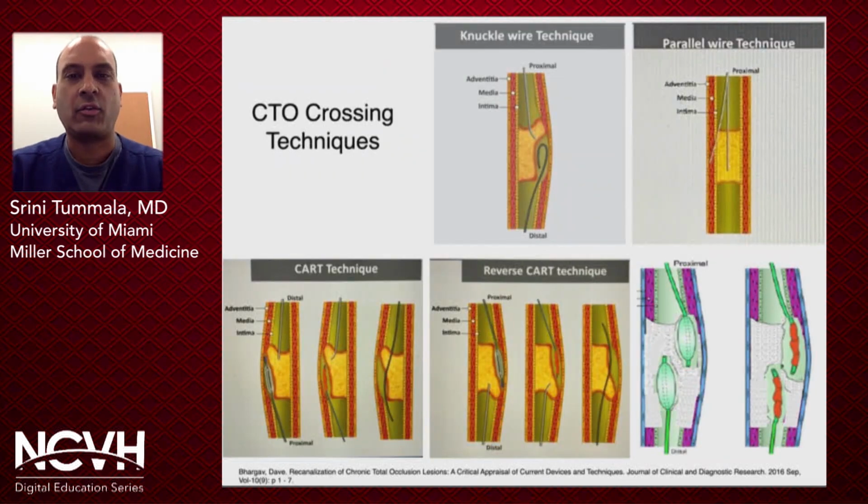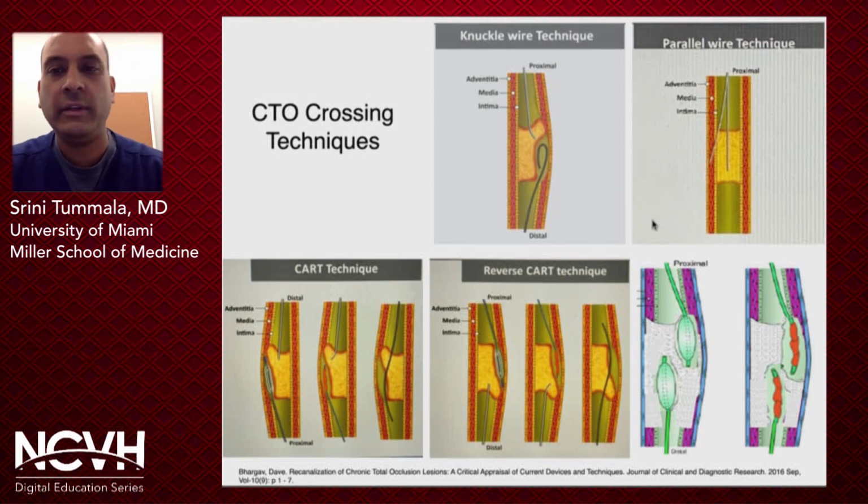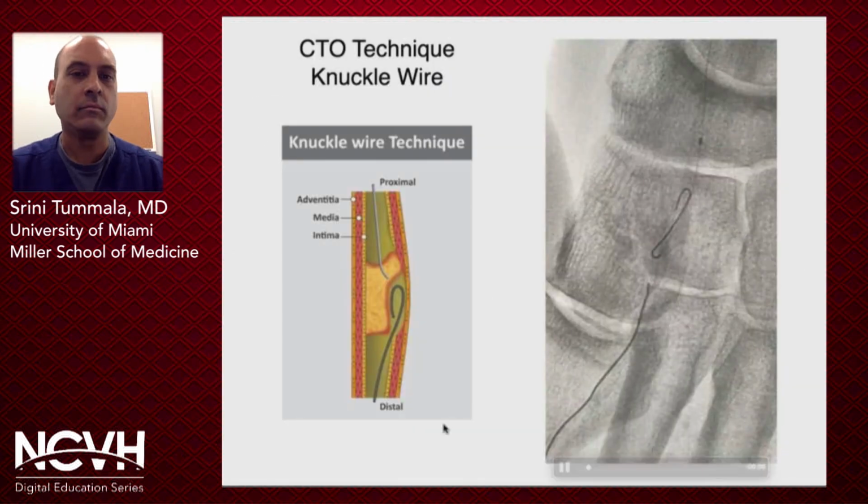So what are the various CTO crossing techniques that we have? Well, these are well described in the cardiology literature, and that's really where a lot of them have originated from. There's the knuckle wire technique, the parallel wire technique. There's obviously cart and reverse cart, and then there's the double balloon technique. On this slide, I'm going to talk about this parallel wire technique. So you have a CTO, you're trying from above, your guide wire immediately goes subintimal, so you leave the guide wire in place to basically plug that hole, and then you use another guide wire to try to recanalize the CTO.